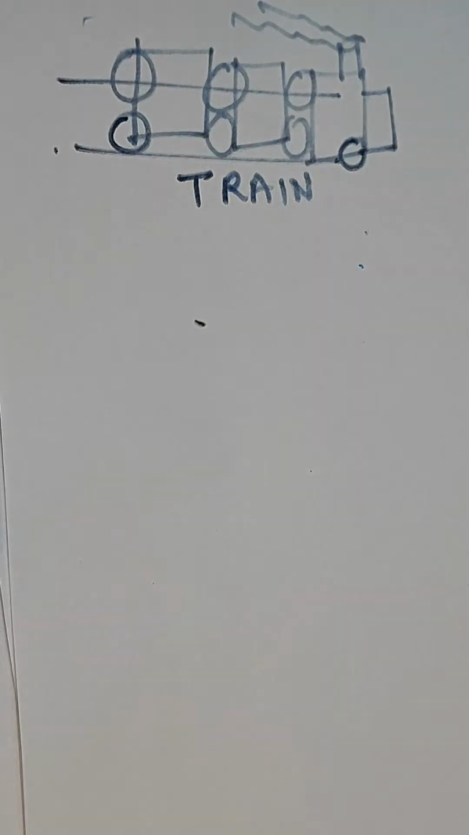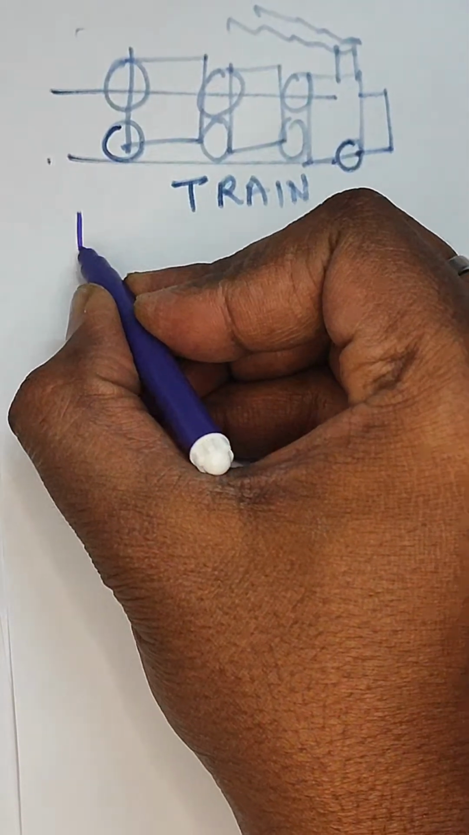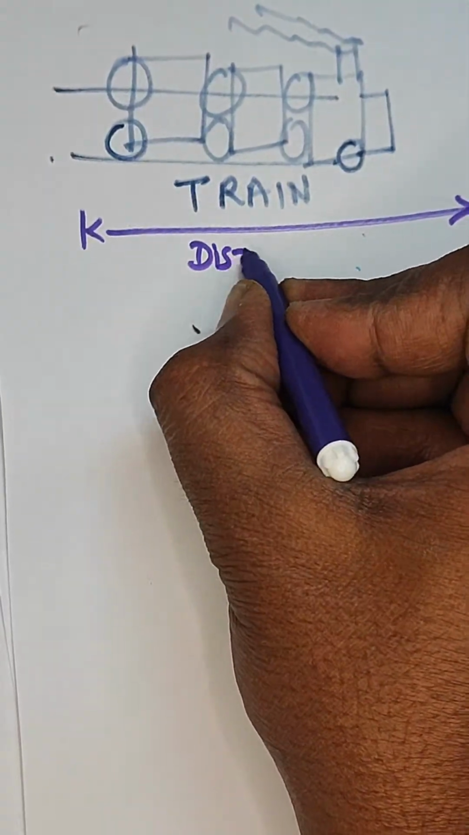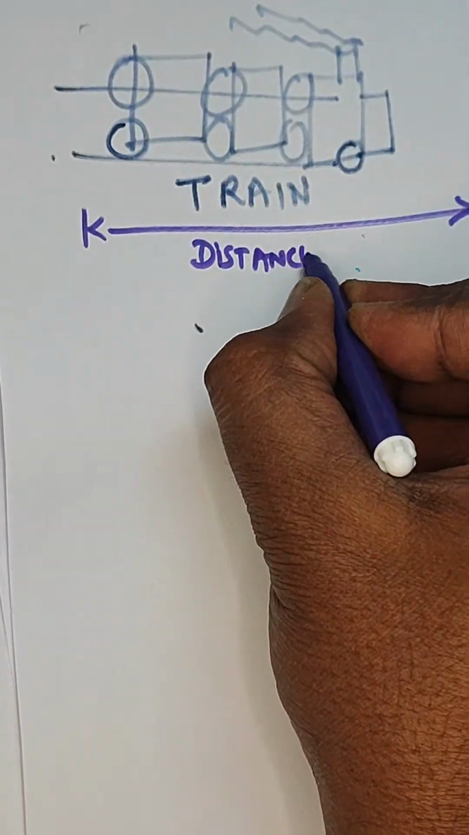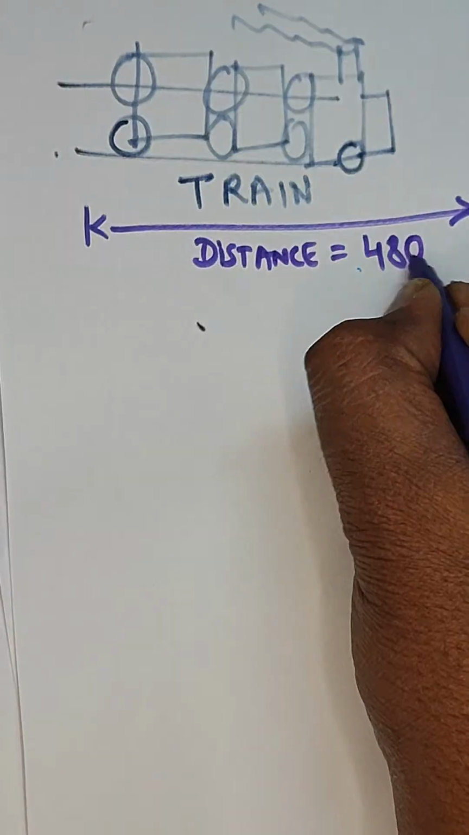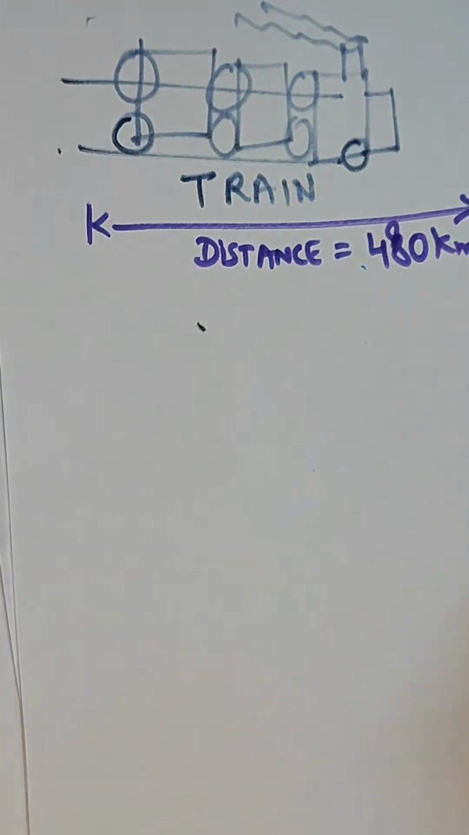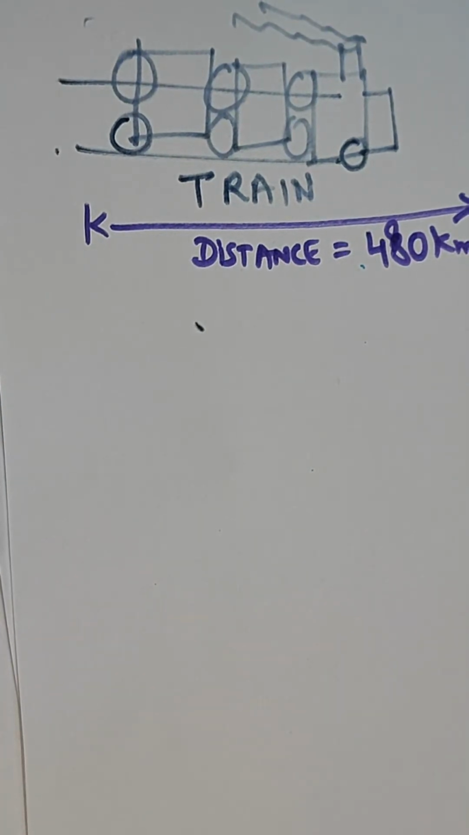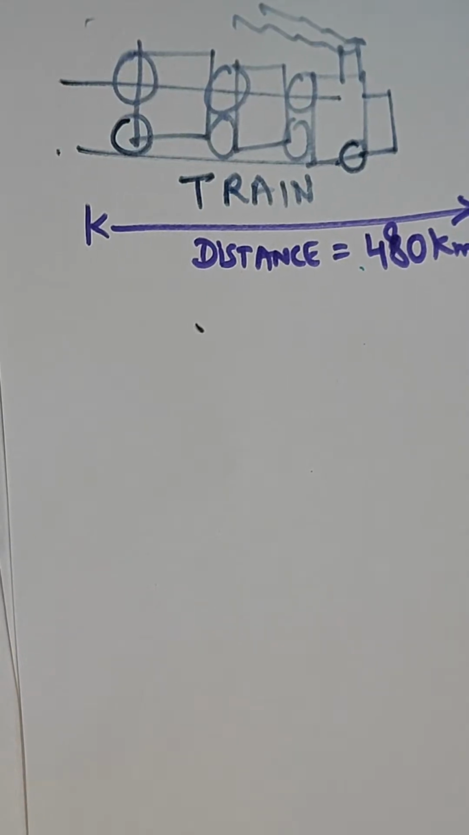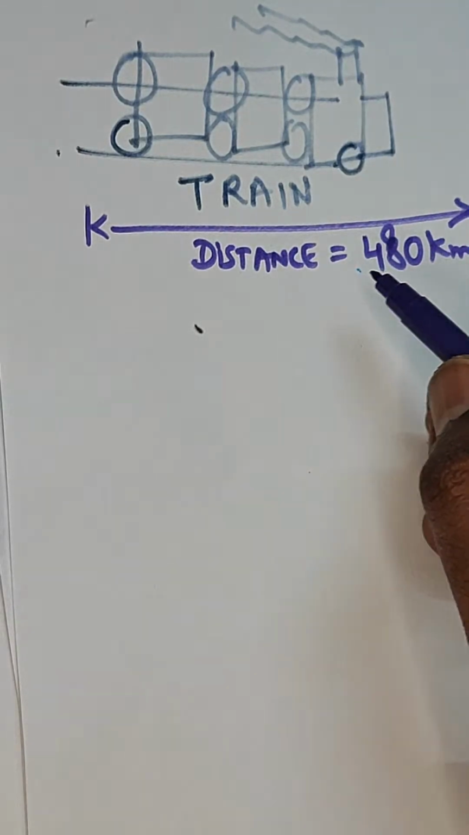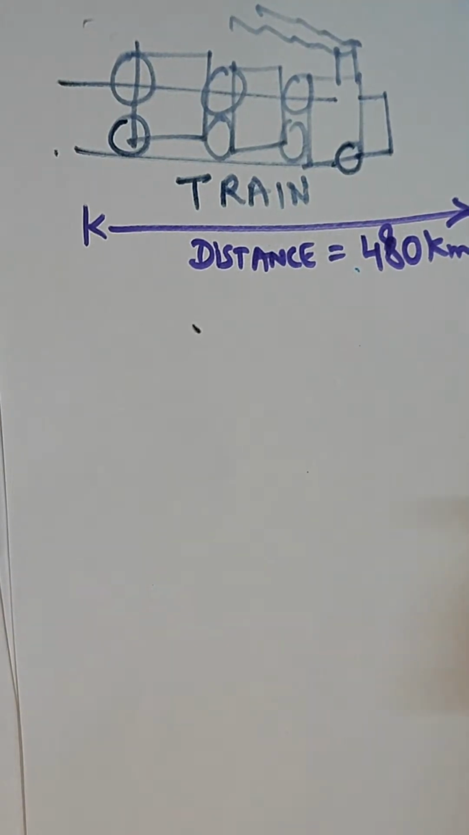The question is that a train covers a distance of 480 kilometers at a uniform speed. So the distance covered by this train is given to you as 480 kilometers, my dear friends. Now from here it's given that this train is covering this 480 kilometers at a uniform speed, right?